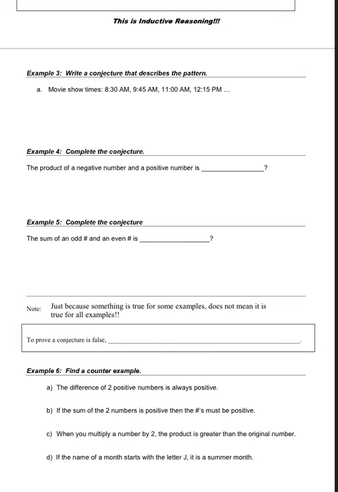So look at example 3. It says write a conjecture that describes the pattern. Movie show times are at 8:30, 9:45, 11, 12:15.